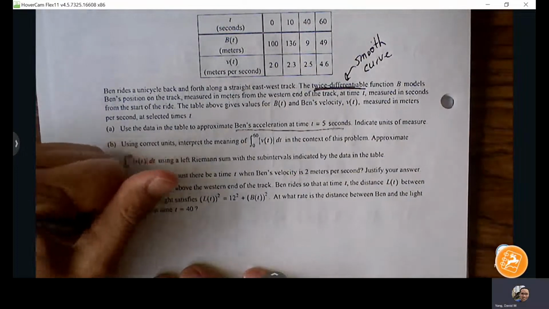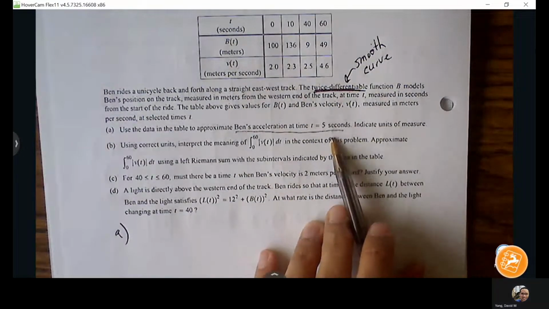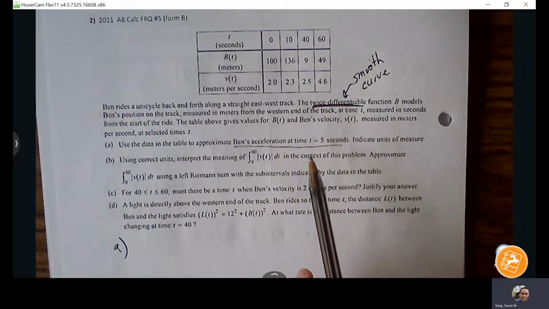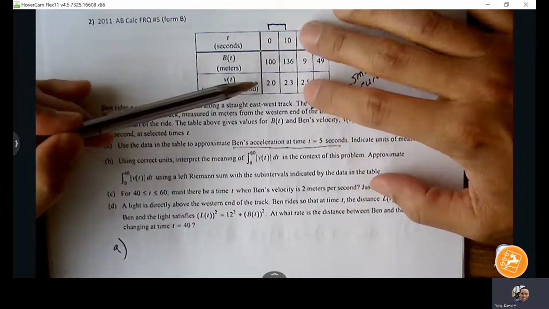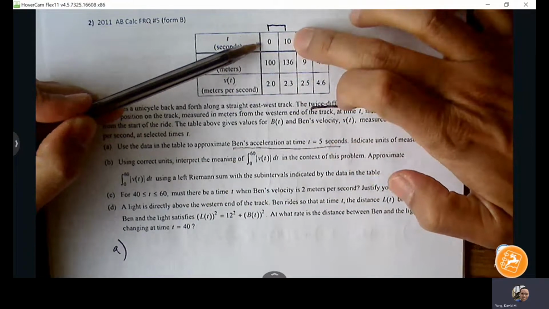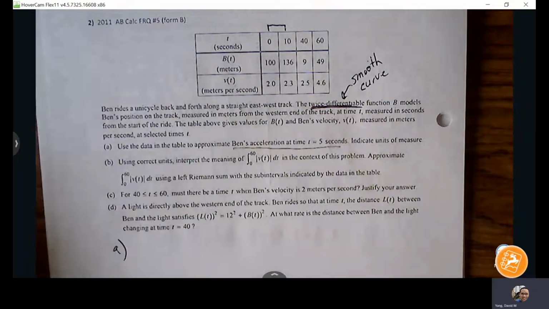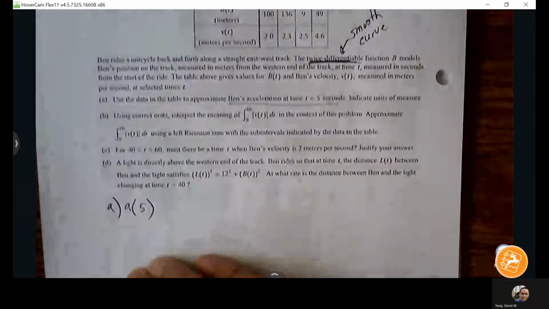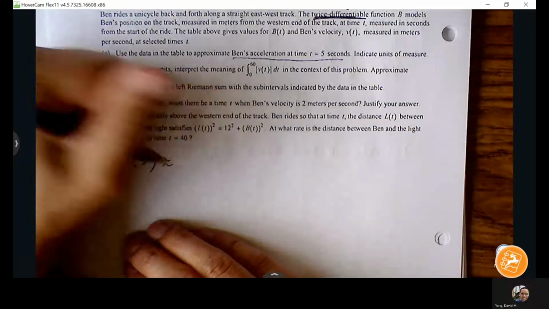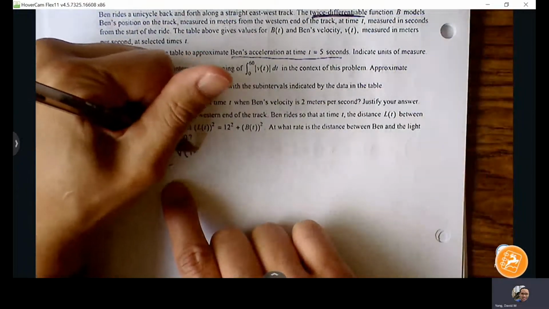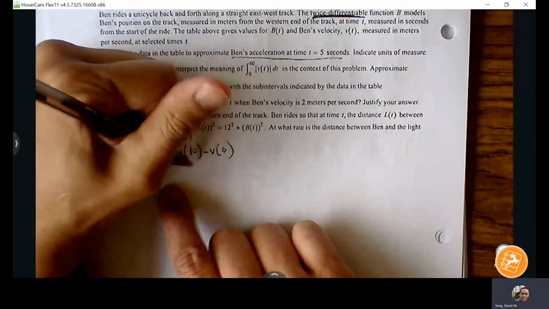Slope. Yep. So we'll just do the slope at 5. We'll pick the 2 closest points. So which ordered pairs do we want to use? Yeah, we'll do change in velocity over change in time between 0 and 10, right? 5 is between 0 and 10. It's not super accurate, but that's the best we can do here. Okay, squiggly line to indicate this is an approximation. Change in velocity divided by the change in time.